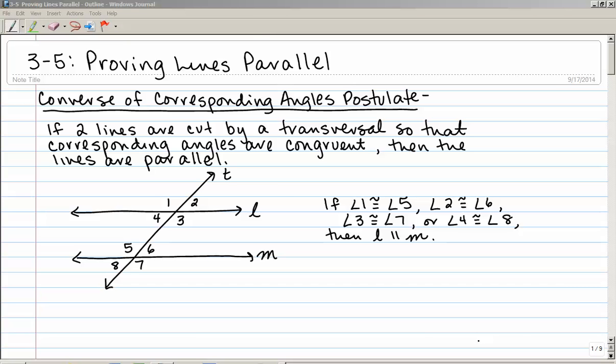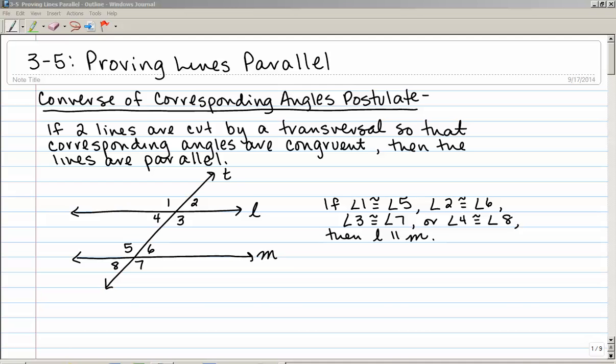Section 3.5 is on proving lines parallel. This whole section is kind of the converse of Section 3.2, where we talked about if parallel lines are cut by a transversal, then certain angles are congruent. All of these postulates and theorems are going to say that if this relationship exists between these angles, if these angles are congruent, then the lines must be parallel.